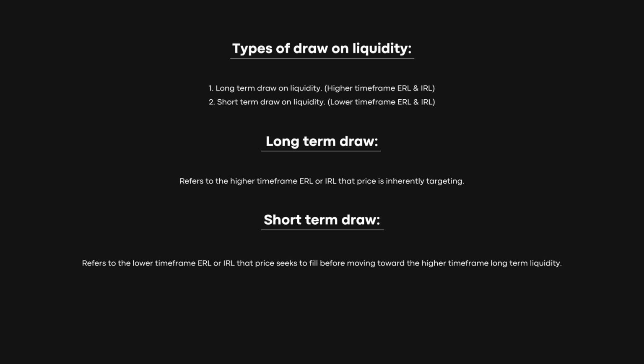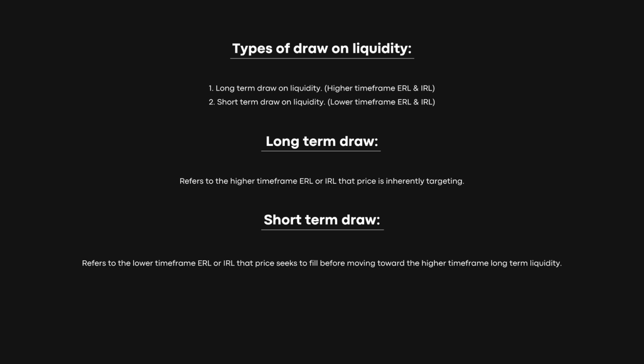To properly understand the different types of drawn liquidity, you need to bring in the idea of time frame alignment. This is super important because it helps you recognize how different drawn liquidity forms across different time frames and how they relate to the underlying liquidity types like ERL and IRL. Now, there are two common ways to align your time frames. The first one is using consecutive time frames.